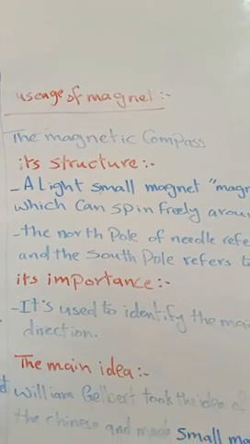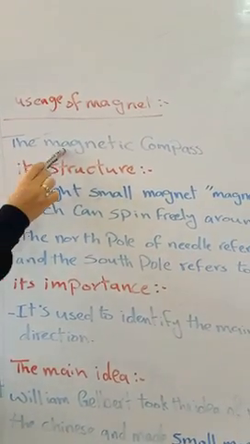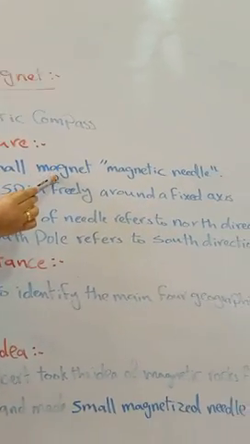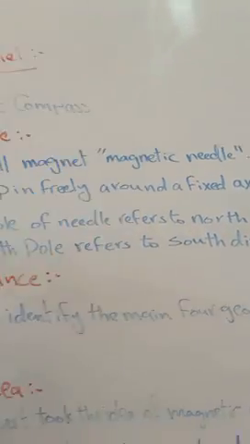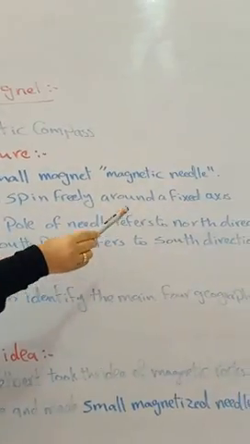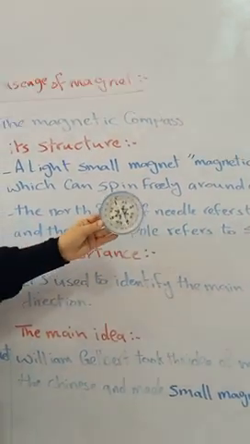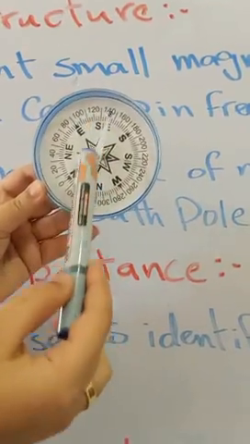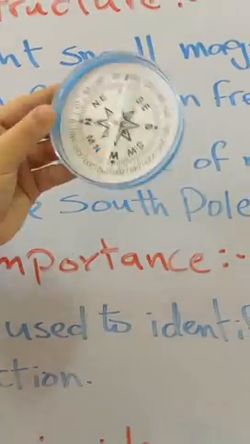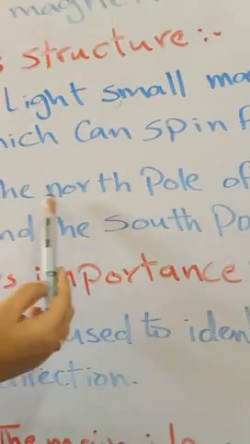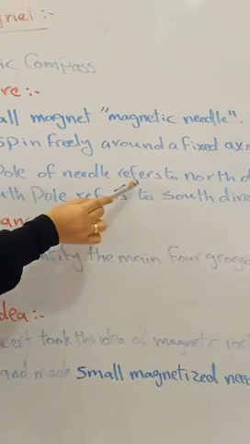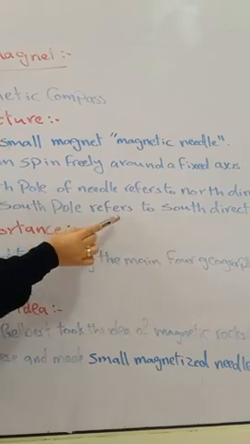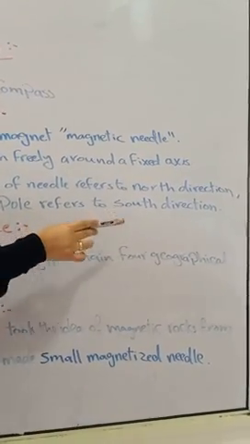The magnet is used to make the magnetic compass. The magnetic compass consists of a light small magnet, which is the magnetic needle, which can spin freely around a fixed axis. So the compass consists of a magnetic needle, which is a light and very small magnet, which can spin freely around a fixed axis, where the north pole of the needle always points to the north direction of Earth, and the south pole of the needle points to the south direction of Earth.